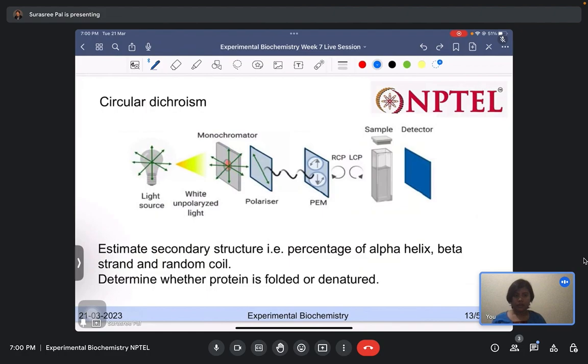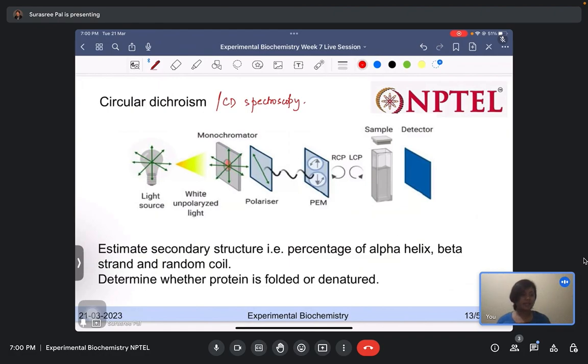There is another technique which should also be mentioned in this lecture, which is called circular dichroism or CD spectroscopy. This CD spectroscopy comes in handy when we have purified our protein and want to check whether the protein has its native folding, whether it is denatured or properly folded. To check that, we can use this method called circular dichroism.